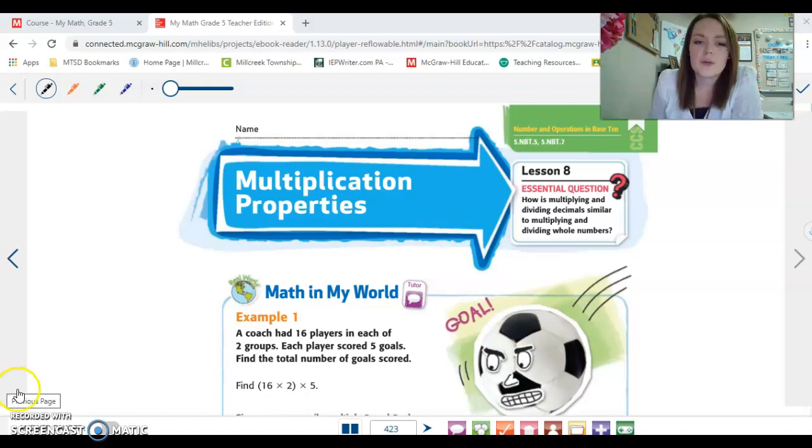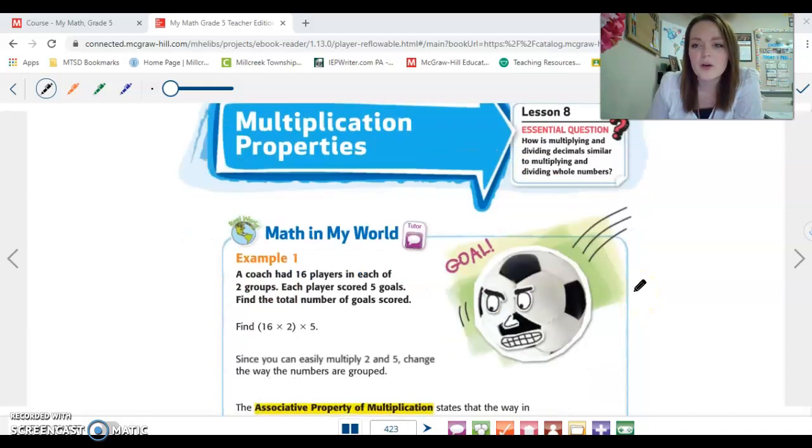So today we're doing multiplication properties. Let's look at our first problem. It says example 1, we have this nice little soccer ball that says goal. A coach has 16 players in each of the two groups. Each player scores 5 goals. Find the number of goals scored.